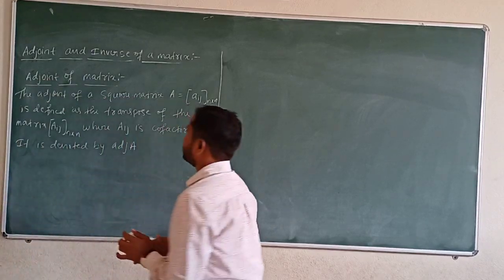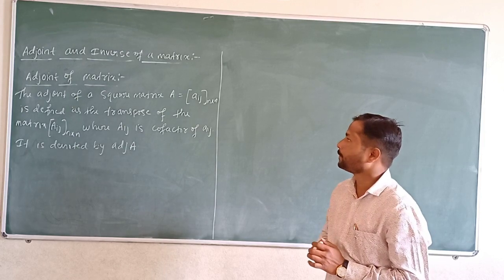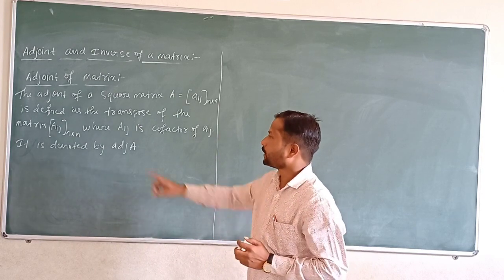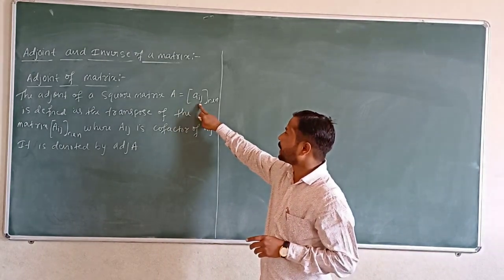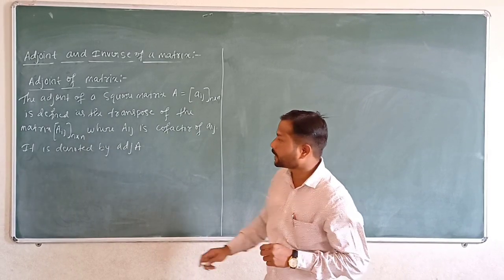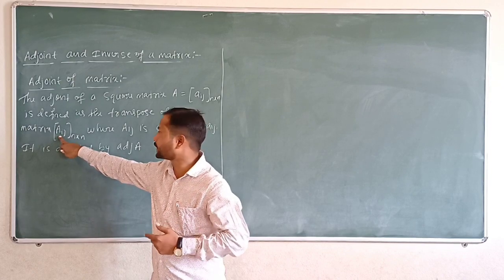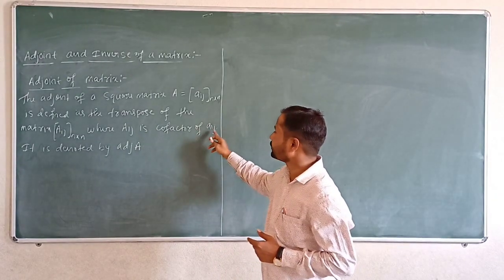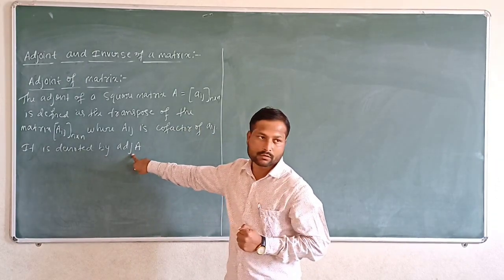Okay, right. Today's topic is the adjoint and the inverse of a matrix. First, the adjoint of a matrix. The adjoint of a square matrix A, whose elements are aij of order n by n, is defined as the transpose of the matrix Aij, that is, the cofactor matrix, where capital Aij is the cofactor of small aij, the element. It is denoted by the symbol adjoint of A.